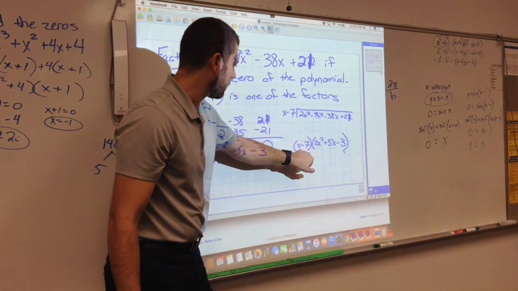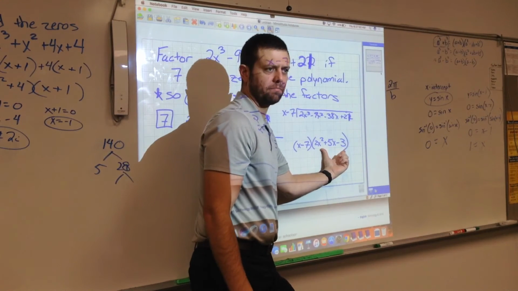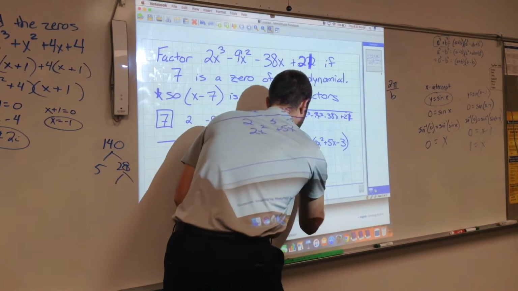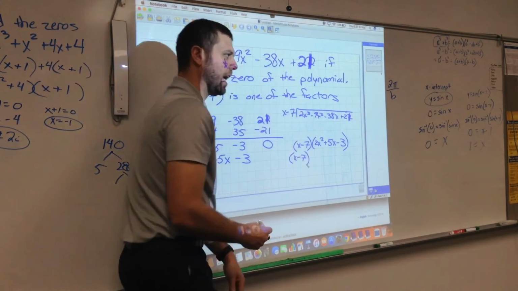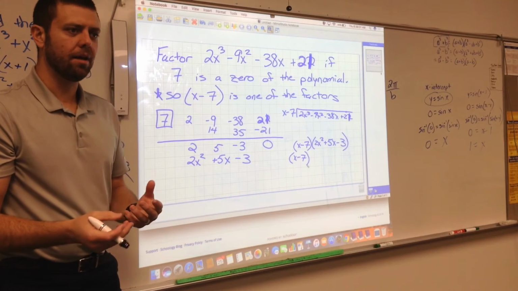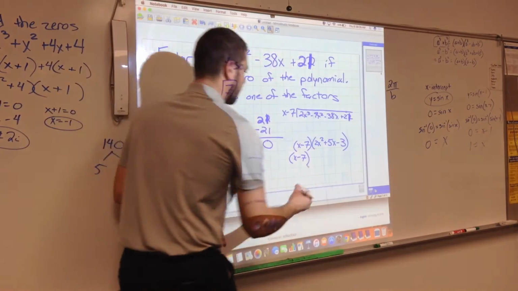So when I divided by x minus 7, I got this. But do you think this can be factored further? Maybe. For speed purposes, I'm going to go ahead and do a little guessing and checking, because the numbers aren't going to be too bad. But if you needed to, you could do your little box method or however you want to do it.